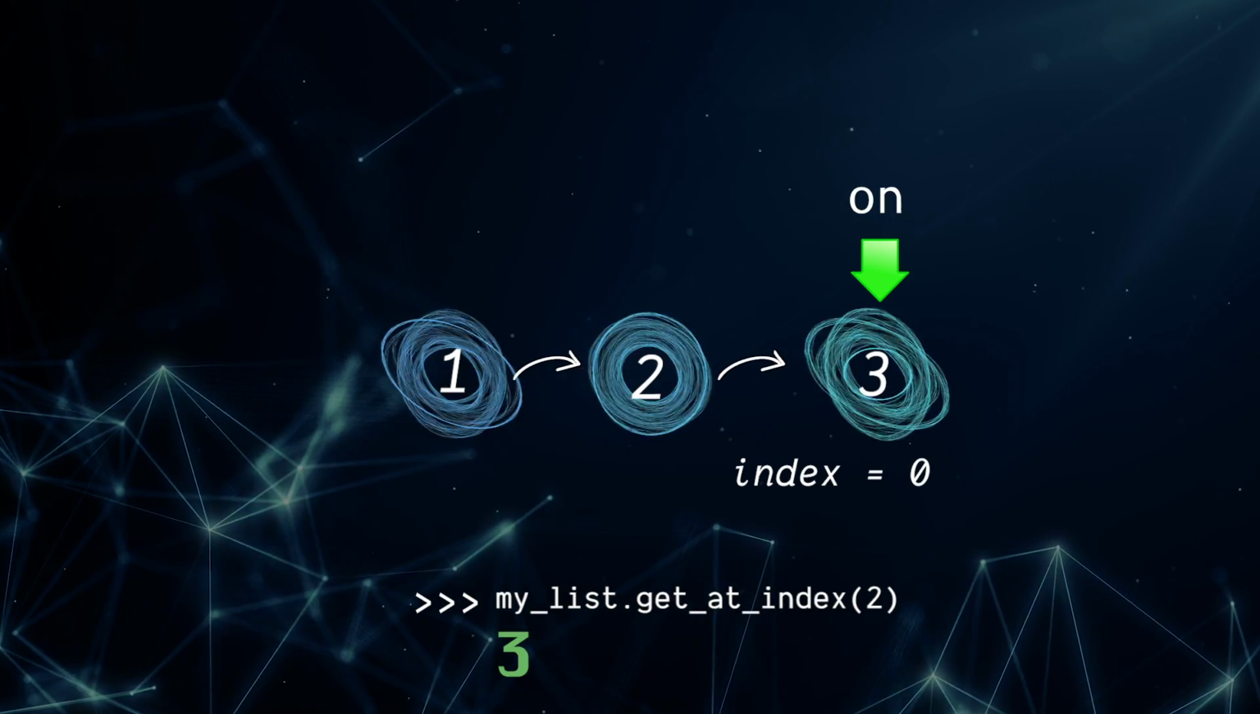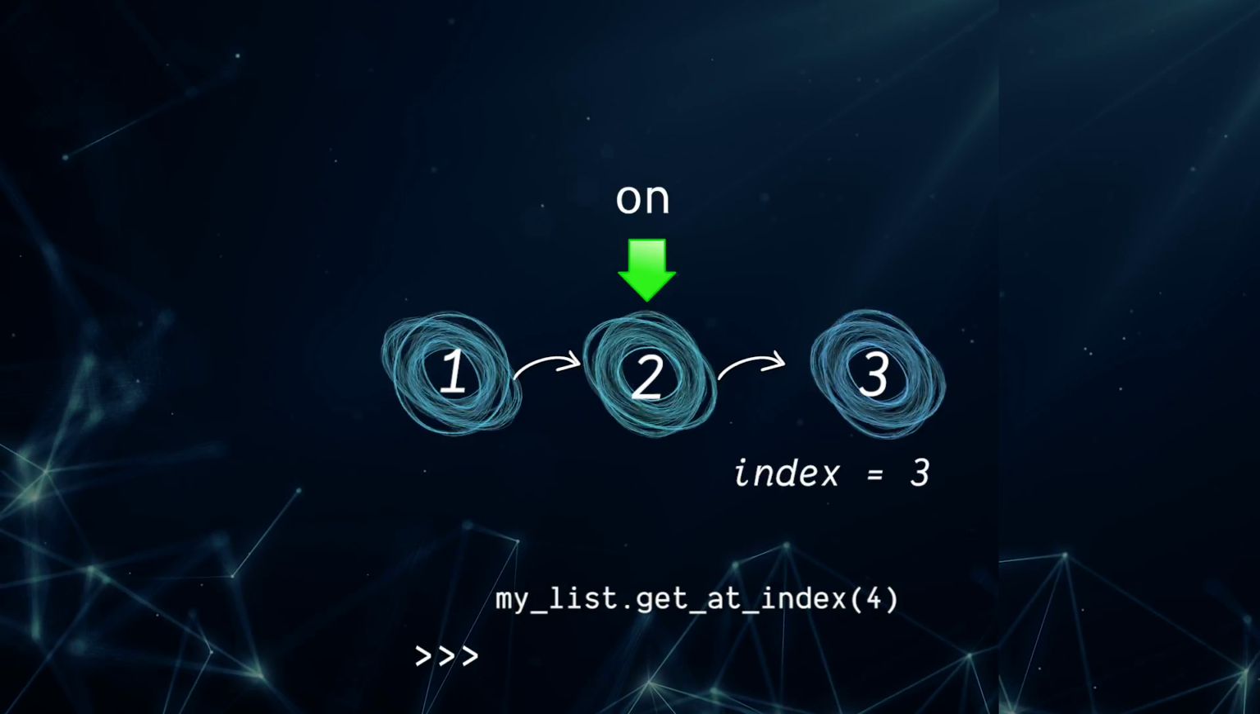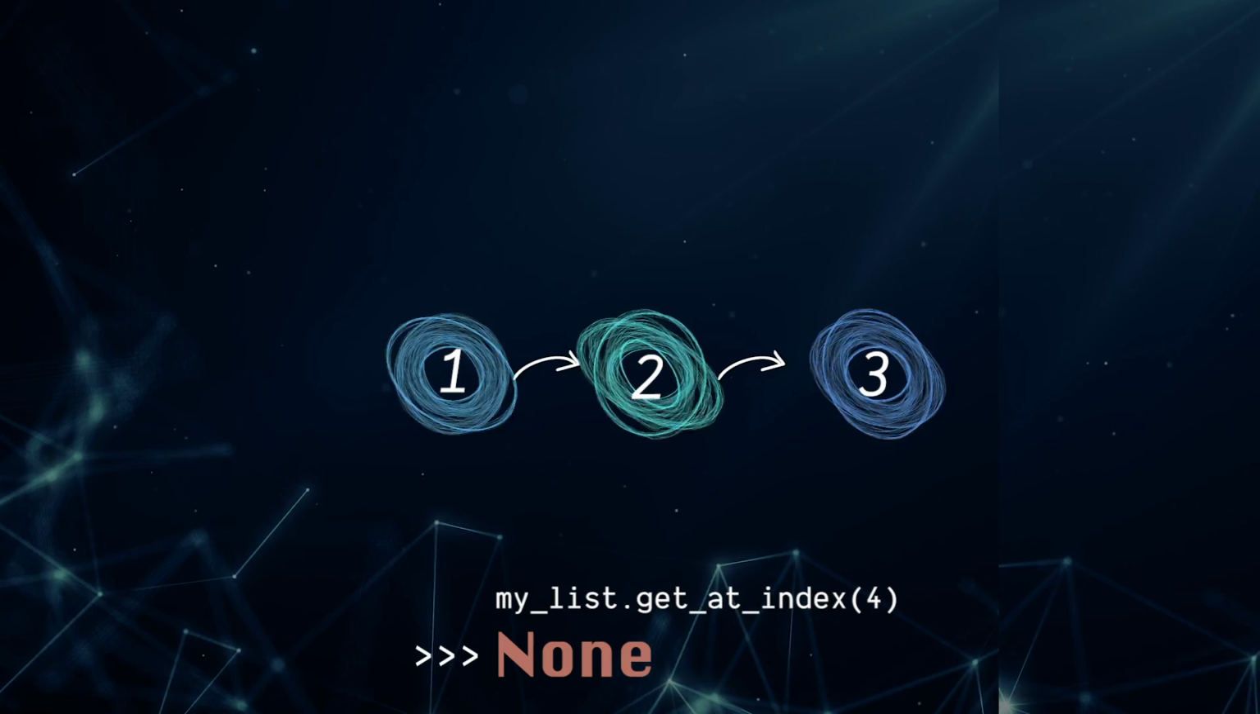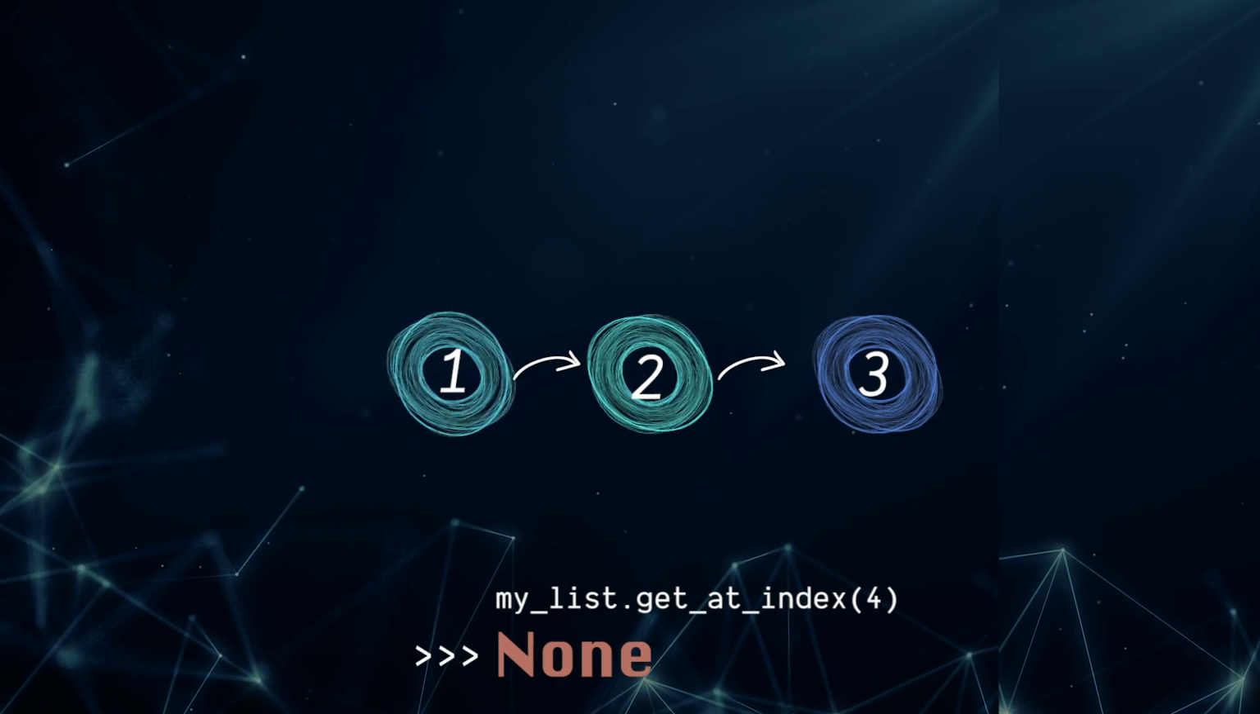With this method, we do have an edge case though. Namely, what if we try to get an index that is out of the range of our list? We'll go effectively off the end and have to return some value like none or false.